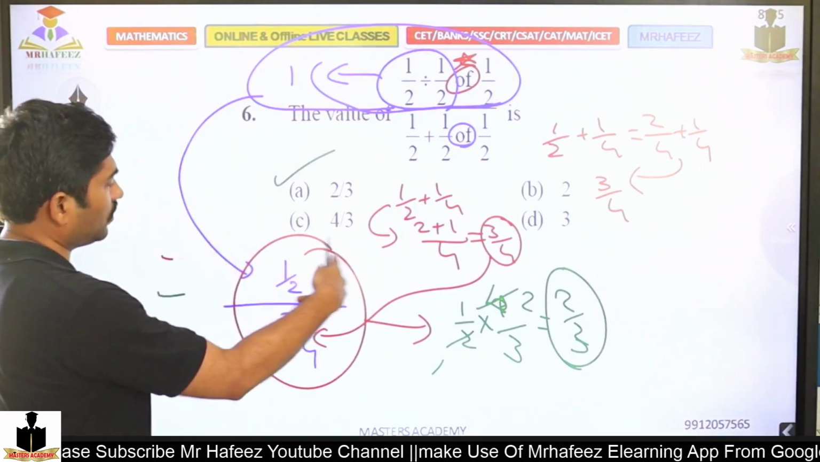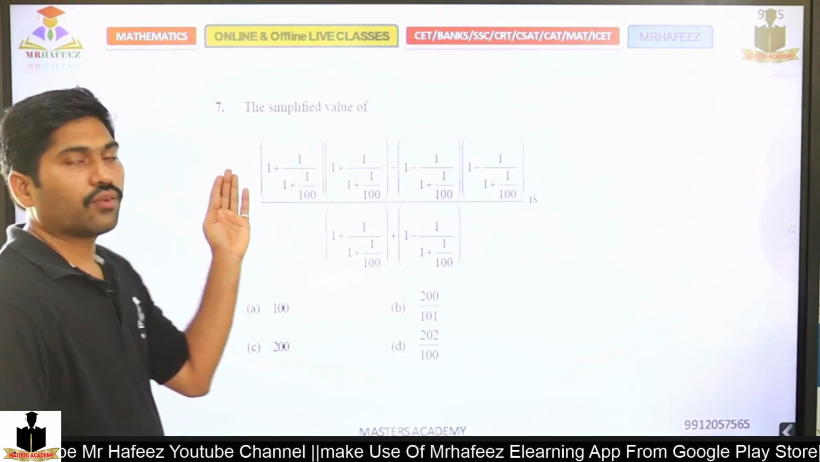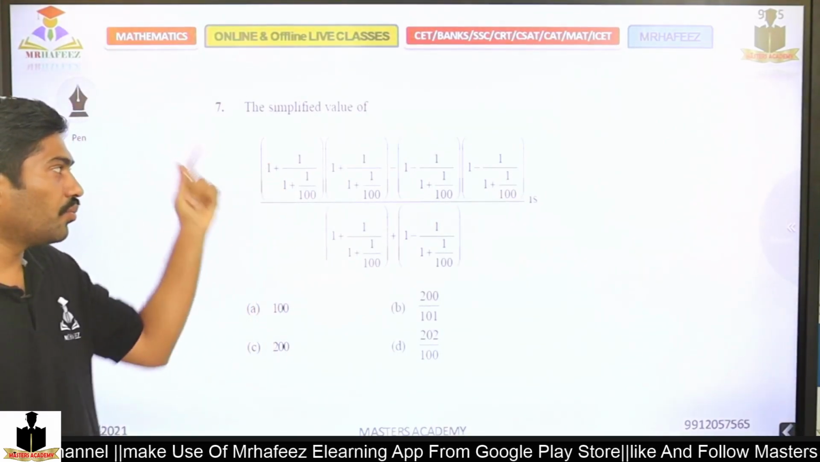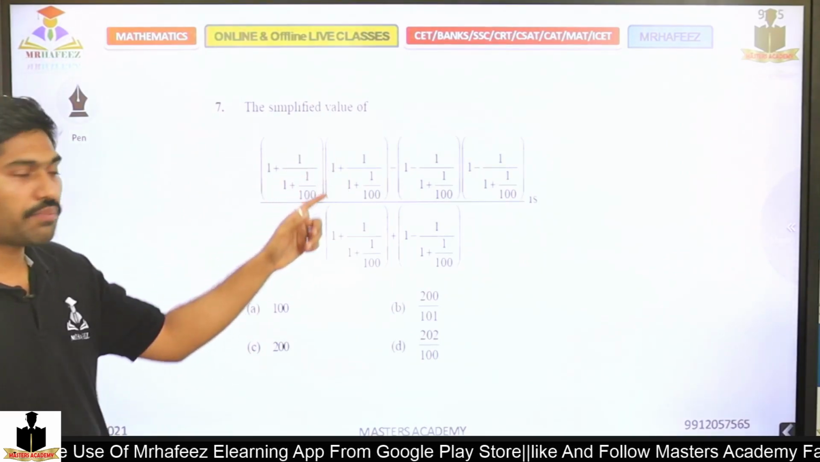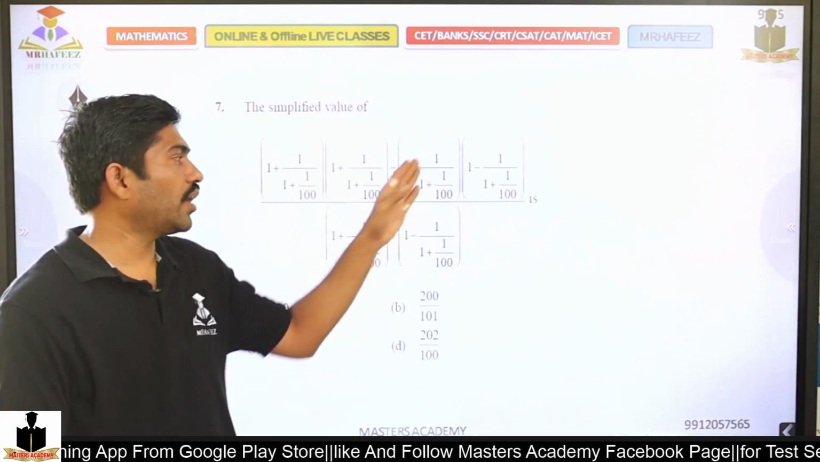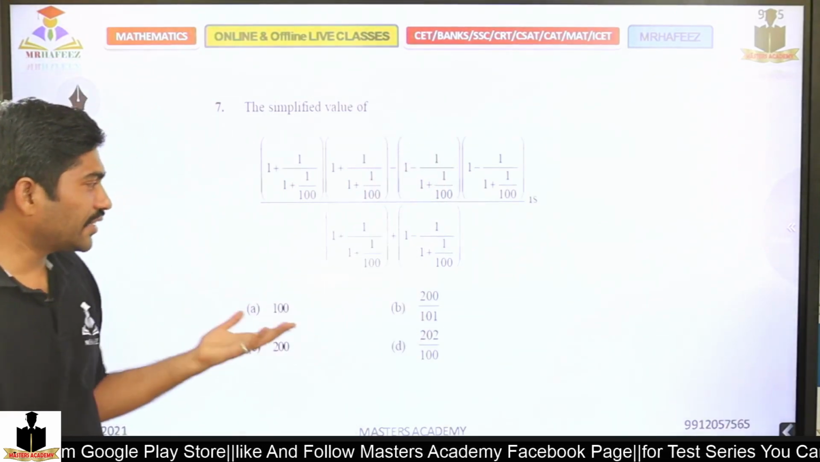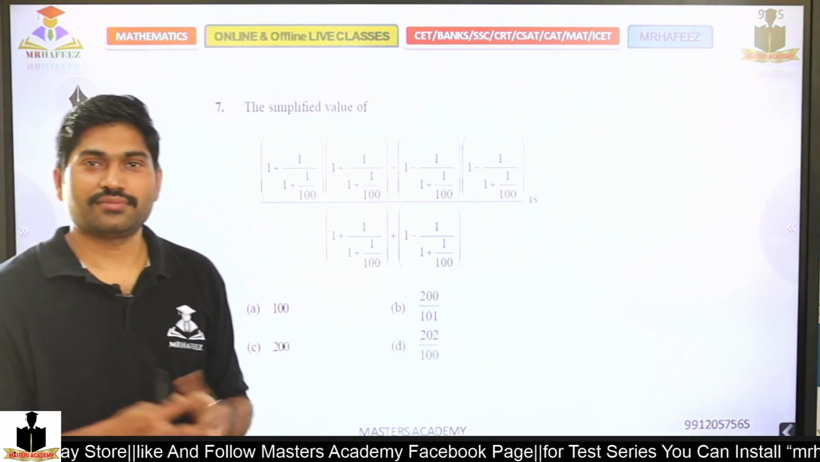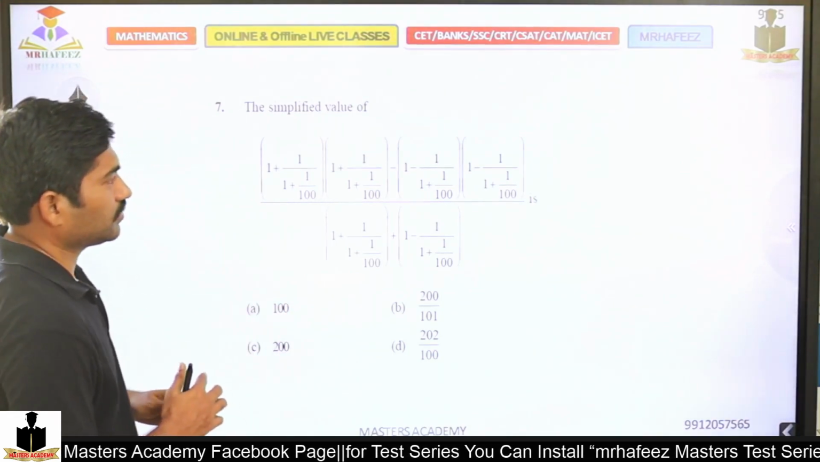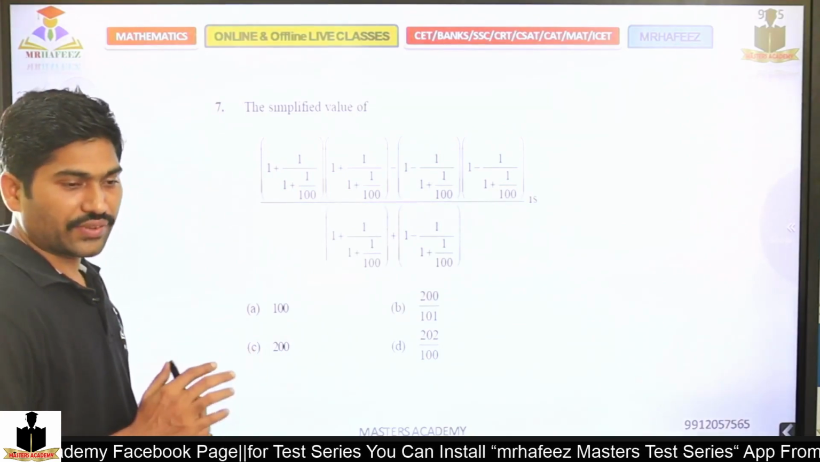I am moving further. So the next question is 1 plus 1 divided by 1 plus 1 by 100, multiplied with 1 plus 1 by 1 plus 1 by 100, minus 1 by 1 plus... On seeing it, you may think it is a big problem. It's very simple. No need to worry.